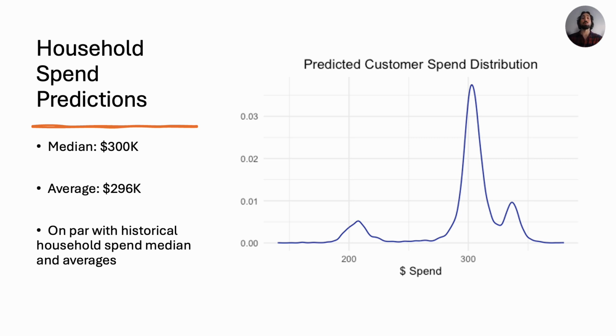The relatively high noise in the data and the modest performance metrics of the model suggest that it captures some patterns, but lacks the ability to make highly precise predictions. As you can see over here to the right, the distribution shows a sharp peak around $300, indicating that most households fall near this value. However, the model's tendency to cluster predictions near the average reflects its limited ability to differentiate more nuanced spending behaviors.